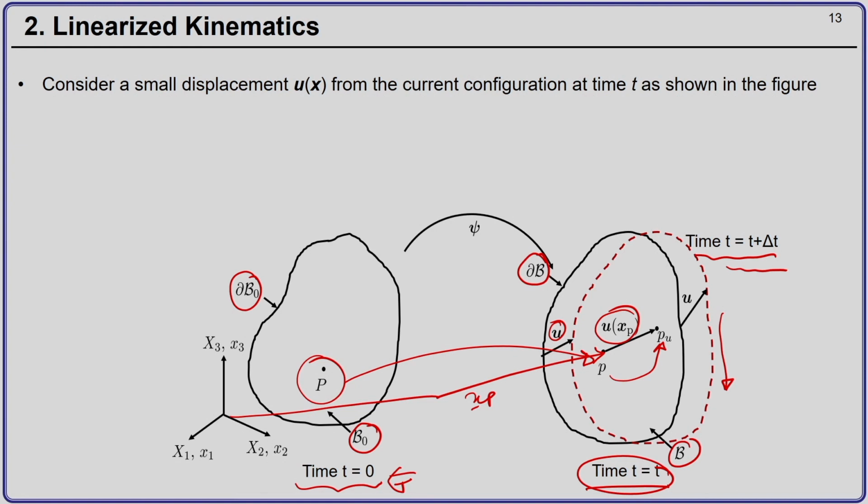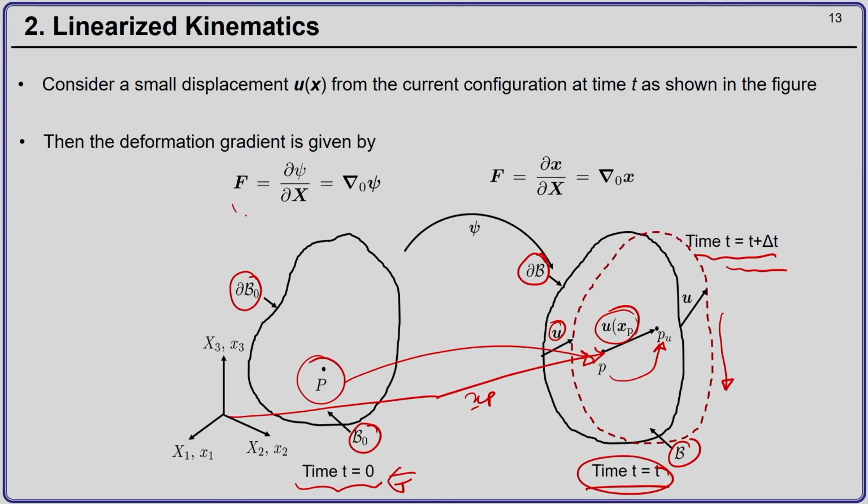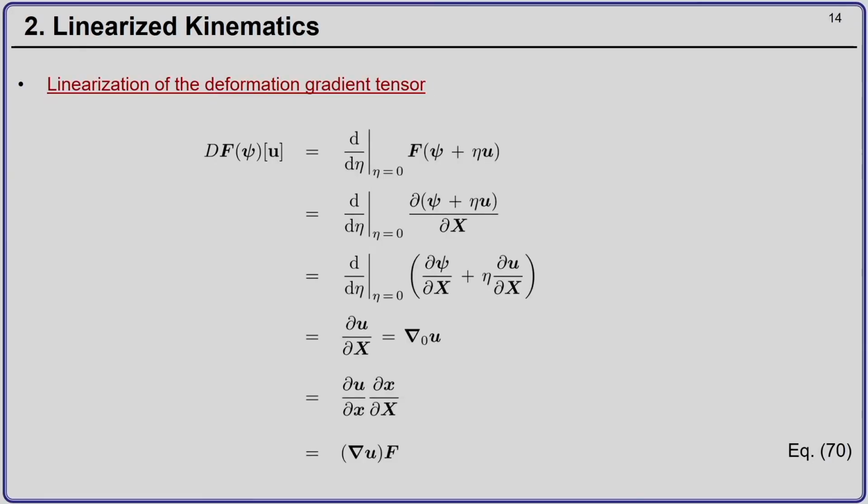Okay. Now, because there is a small change in the position of the body at time t, and this change is given by u, the displacement, there will be changes in the kinematic quantities because of this small change in u. Okay. So, recall that our deformation gradient was del psi by del X, or F is del x by del X equal to del 0 x. Therefore, the first kinematic quantity that has to be linearized.